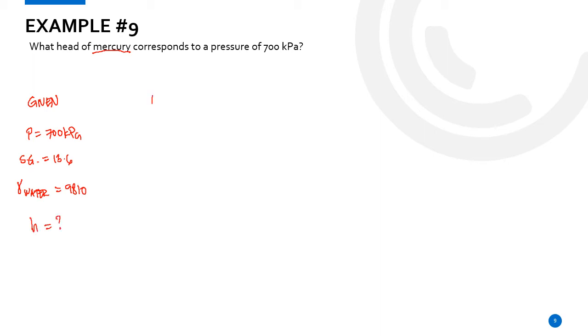Okay? So formula. Formula is pressure is equal to specific gravity times specific weight times height. Okay? Yan na lang ang formula. Solution. So P karon is equal to SG times specific weight times height. No? So pressure is 700 kPa. So, times 10 na siya.